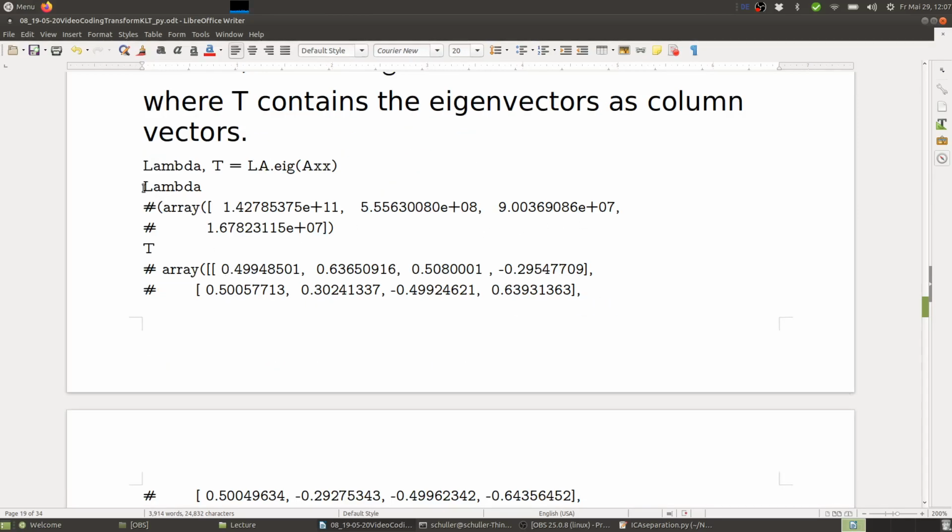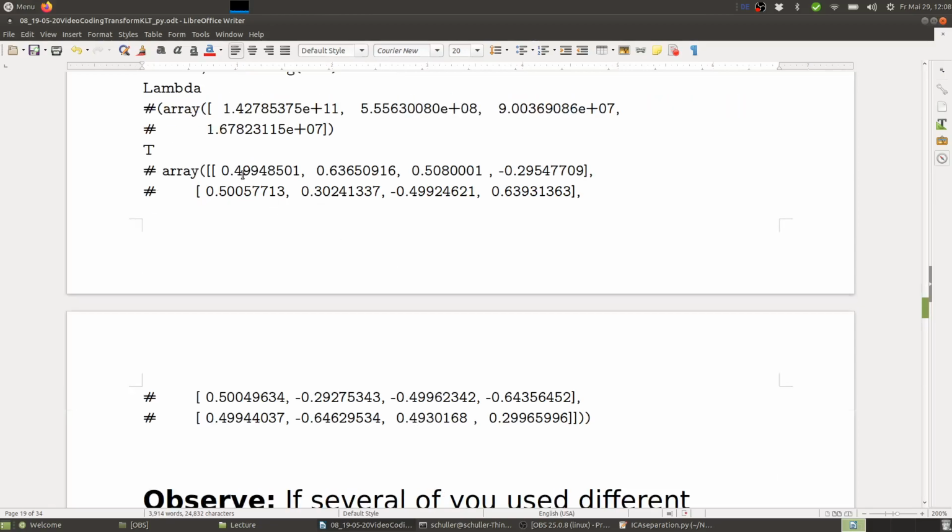Yeah, and here you can see what's in lambda. That's an array, and this array contains the eigenvalues. And you can see here the first eigenvalue is the largest, and then they become smaller. And this is the way that eig is doing it. It returns the largest eigenvalue first, and also the corresponding eigenvector. And here is T. So here you have the first eigenvector, second eigenvector, and so on.